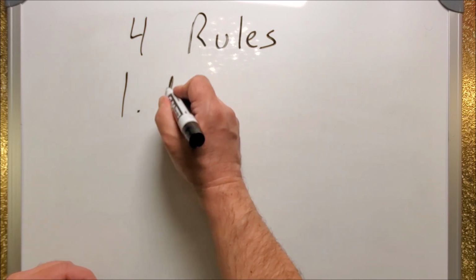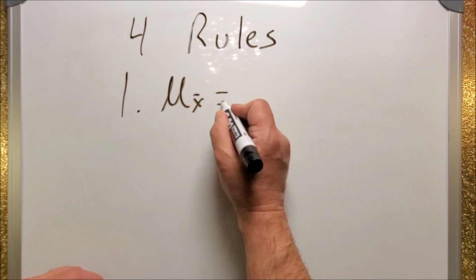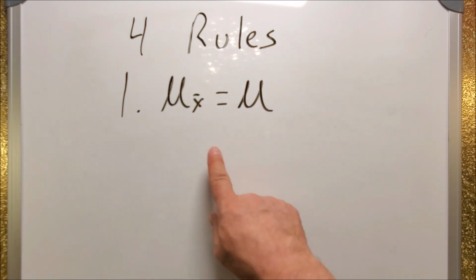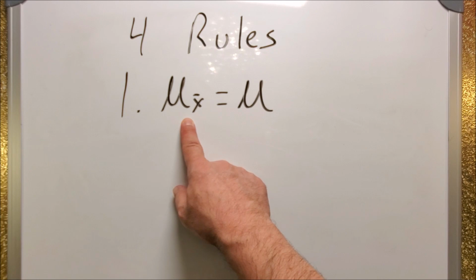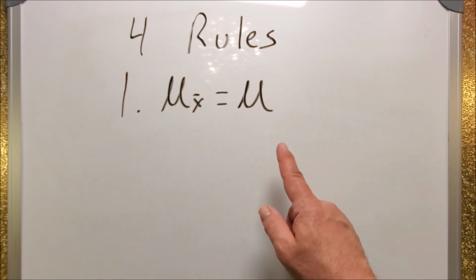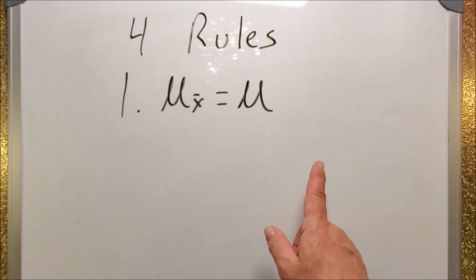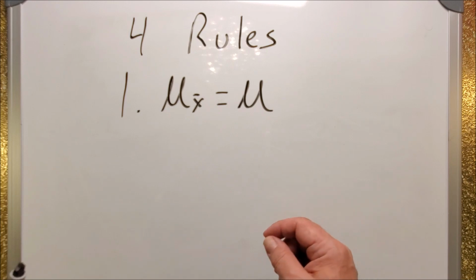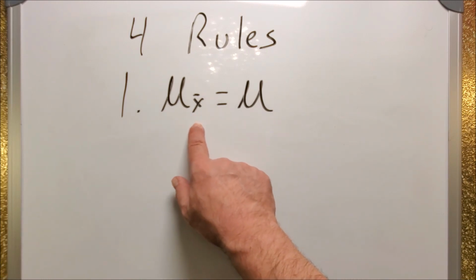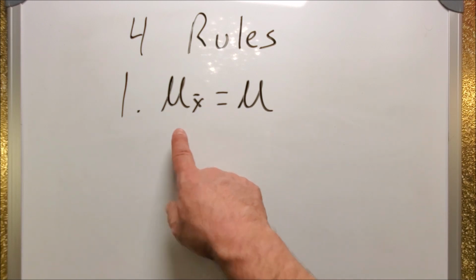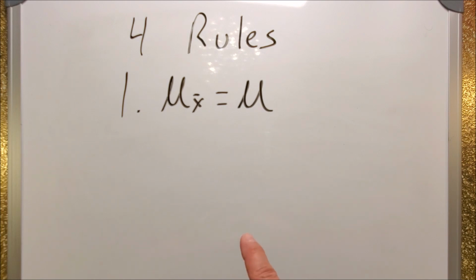Well, the first rule is mu sub x bar is equal to mu. What does this mean? This means that the mean of our sampling distribution is equal to the mean of the population that it came from. If you think about this a little bit, it seems too simple to be important. It's very important. And it seems kind of arbitrary, but it's not. If you think about it, the mean of the sampling distribution must be the same as the parent population. After all, we're really talking about all the same individuals contributing to the curve.